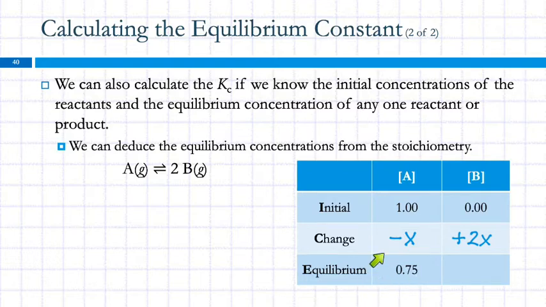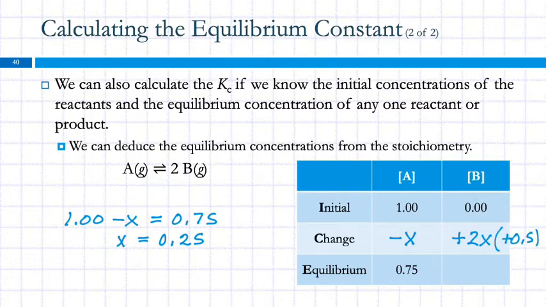Well, the equilibrium concentration of A was measured. So the initial plus the change has to equal the equilibrium concentration. What's X? 0.25. So X equals 0.25. So B then must have increased by plus 0.5. So its concentration at the end will be 0.5.